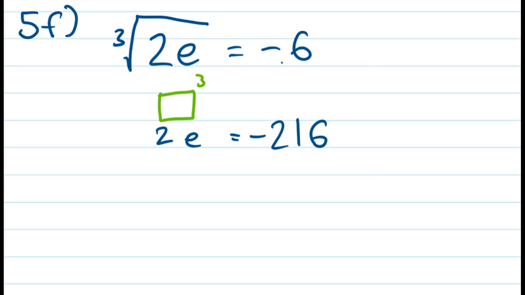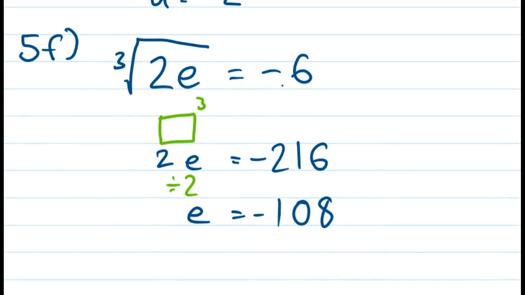But the equation also has 2 e's, so I've got to half it to find out what 1e equals. Okay, and I'm left with e equals half of 216, which is -108. Okay, and that's me done.